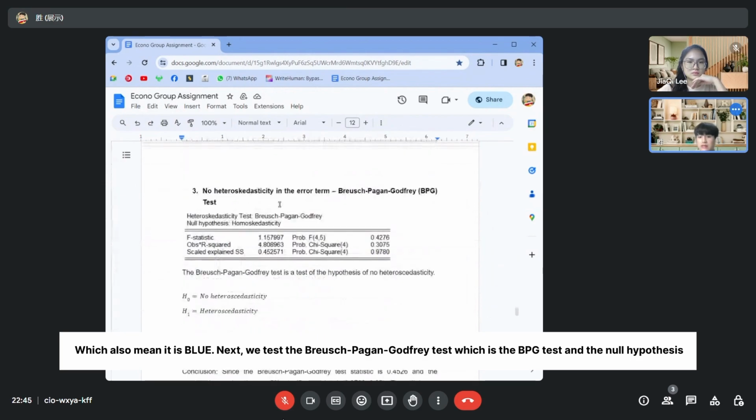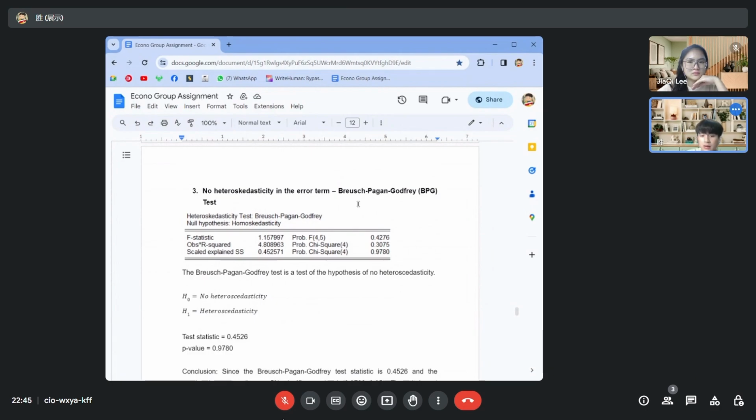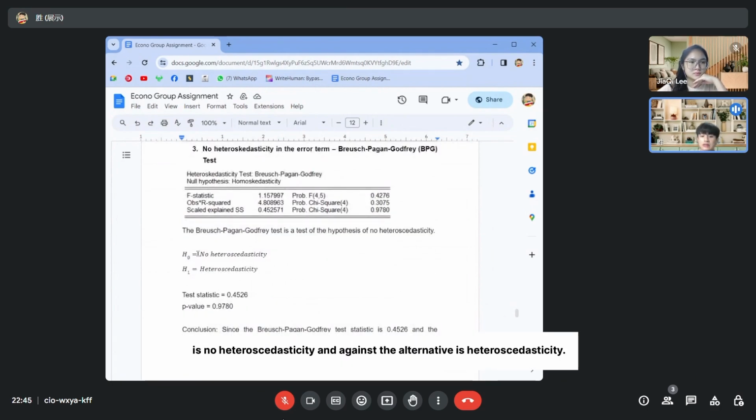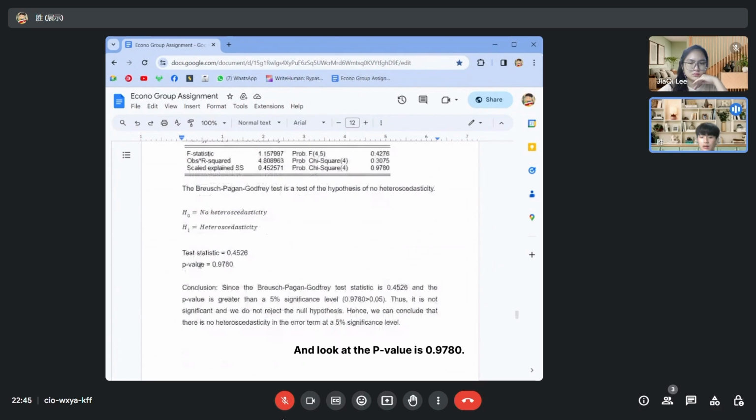And next we run the Breusch-Pagan-Godfrey test, which is the BPG test, and the null hypothesis is no heteroscedasticity, against the alternative of heteroscedasticity. And we look at the p-value, which is 0.9780. Since the p-value is greater than the 5% significance level, it is not significant, and we do not reject the null hypothesis. So we can conclude that there is no heteroscedasticity in the error term.